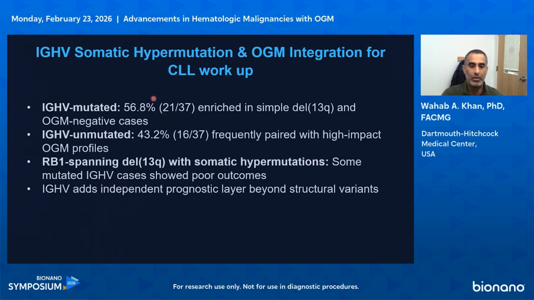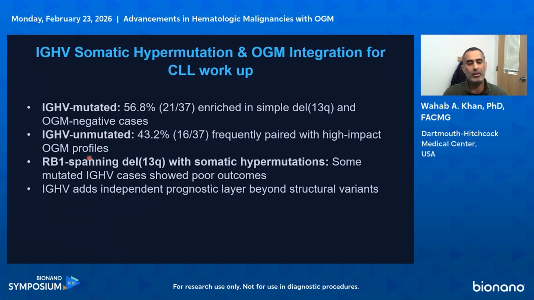We had a majority of our cases enriched with either OGM-negative cases or simple focal deletion 13q sparing RB1 in the majority of these cases. In other cases, we saw this unmutated somatic hypermutation pattern 43% of the time. This is frequently paired with some of the higher impact OGM profiles that I've shown you in the earlier slides.